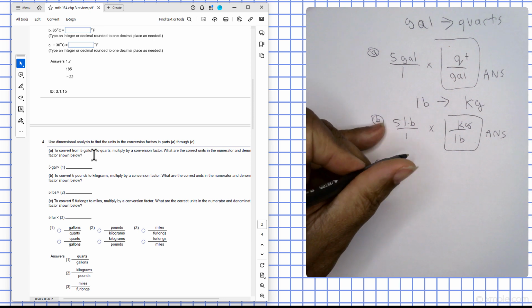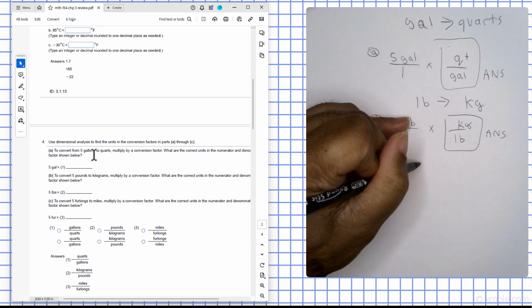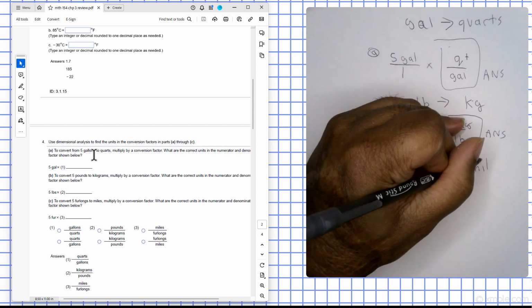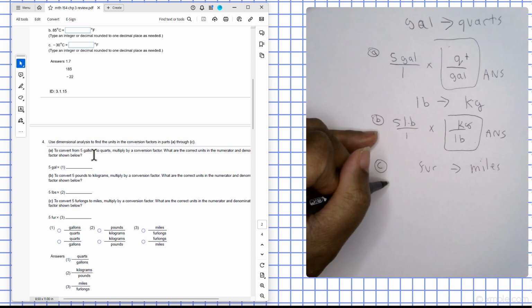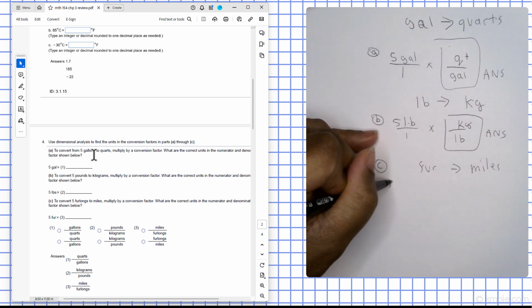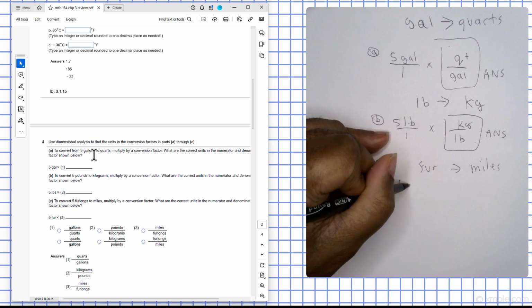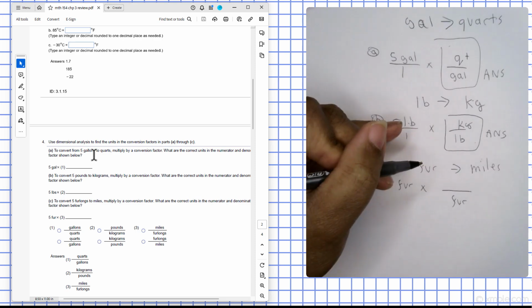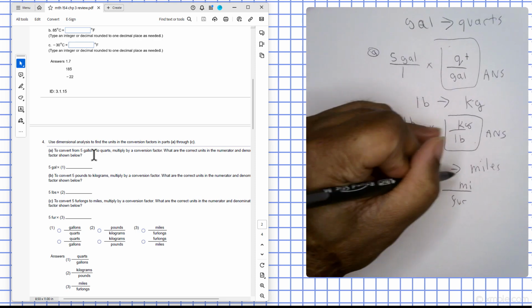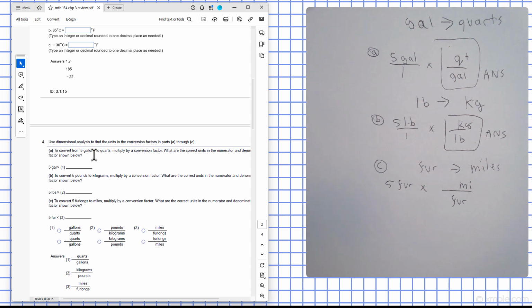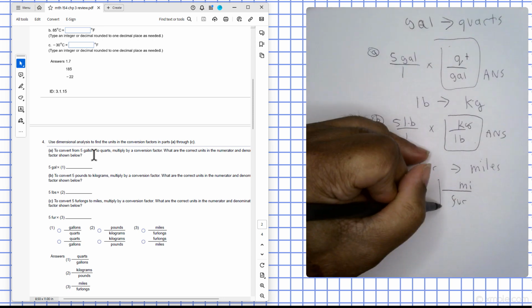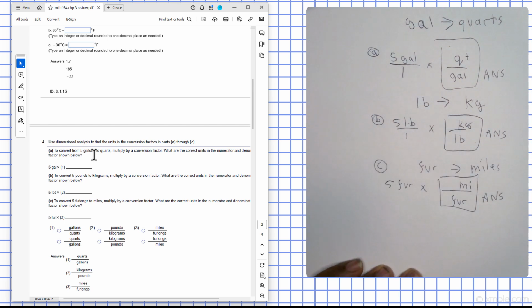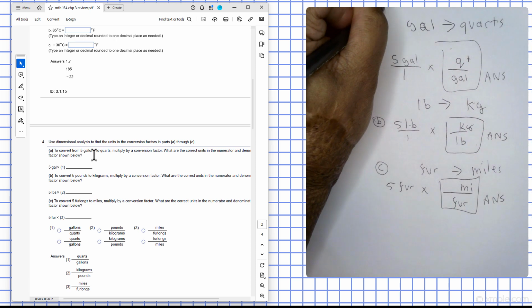To convert furlongs to miles, I'm going from furlongs to miles. So I have 5 furlongs, and I want to get rid of it, so I create a cancellation. I put furlongs in the bottom so it cancels out and replace it with miles. That's all they're looking for here. And that is problem number 4.